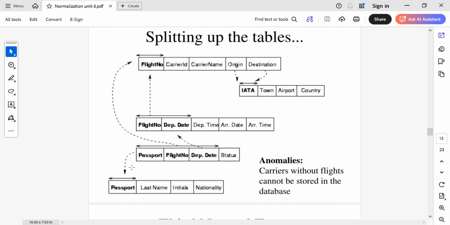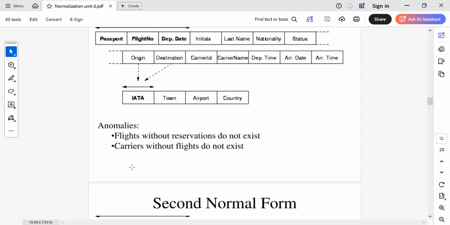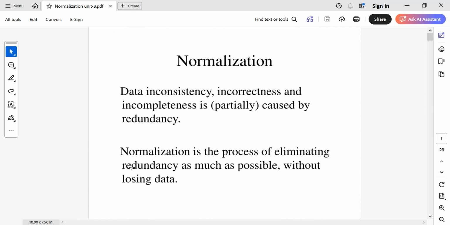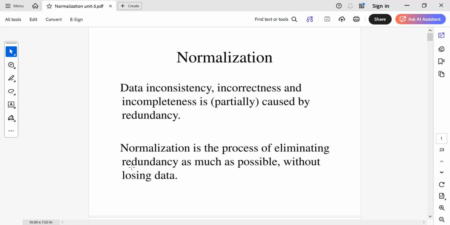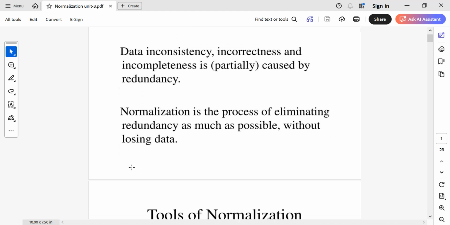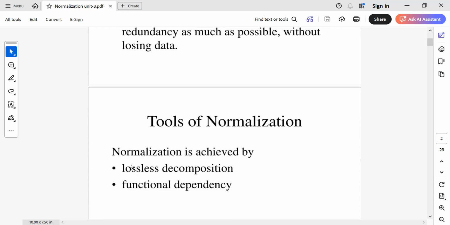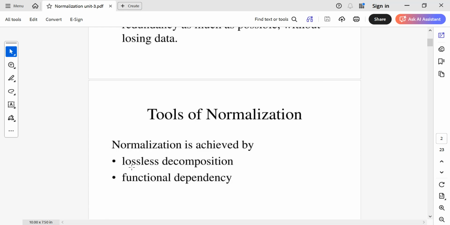Once again I recall all the topics we discussed today. First, what is normalization? Normalization is the process of eliminating redundancy. Redundancy means repeated values, right? Two tools are there: one is lossless decomposition, another is functional dependency. Lossless means removing the data without affecting the original data. Functional dependency means one attribute is dependent on another.